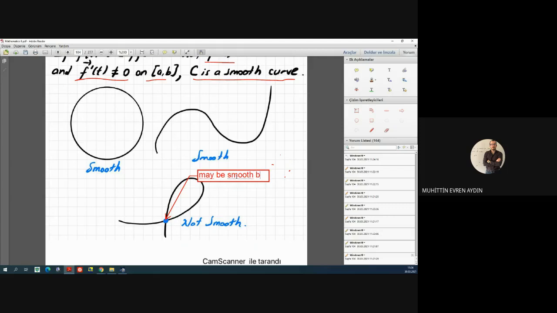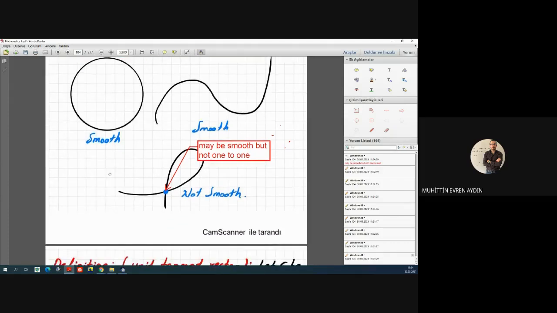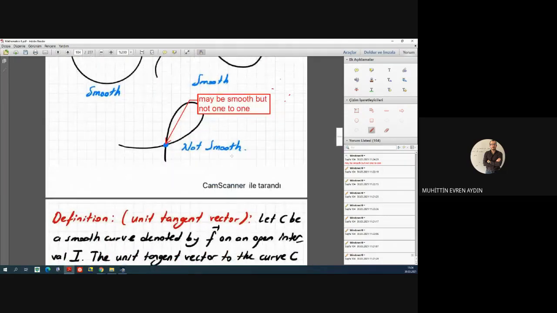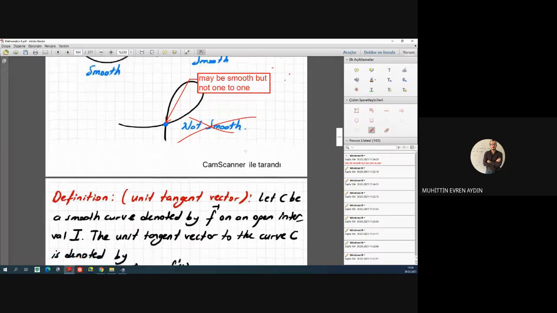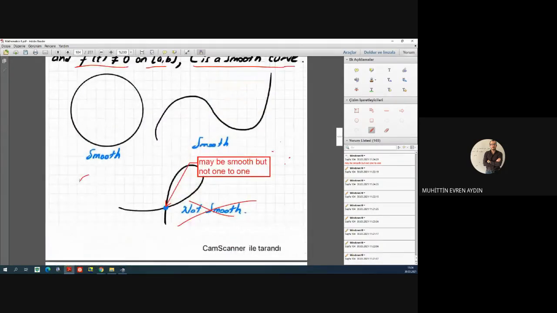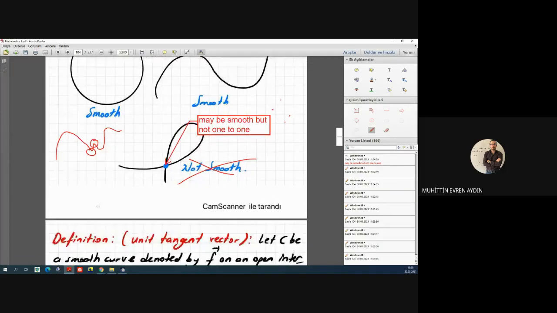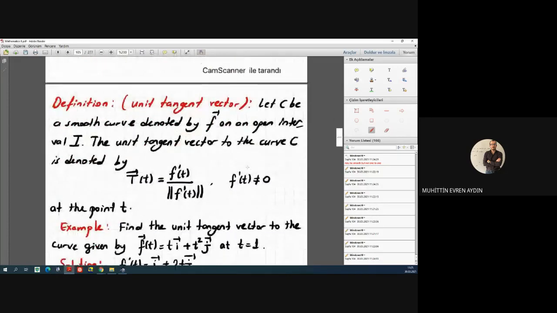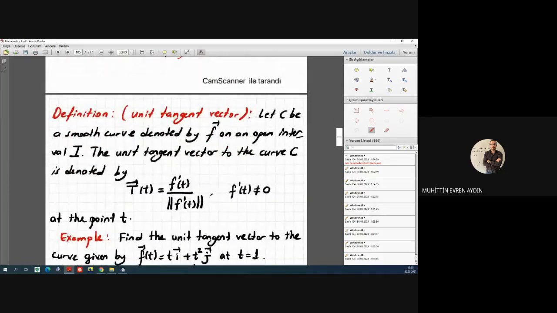Make it smooth, but not one-to-one. I mean, it's not a good example. Non-smooth figures may look like this. Those are some points where the vector valued function f is not differentiable.